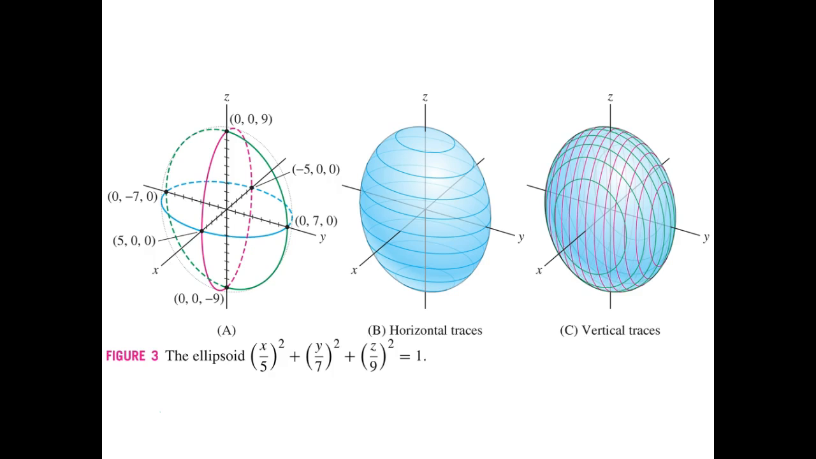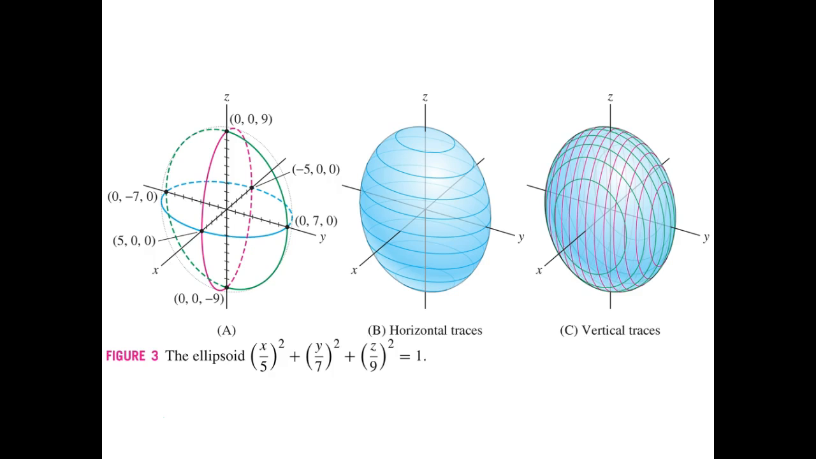And then finally, which one haven't we done? This one maybe? No. Yeah, this one. When x is 0, then you're in the yz plane, and you're going from +7, +9, -7, -9. So that's the ellipse that you focus on.